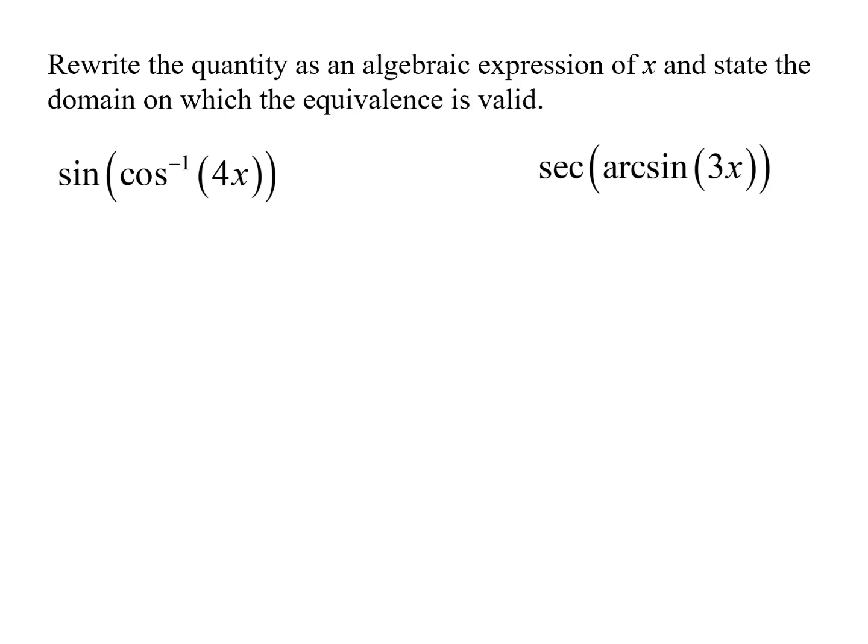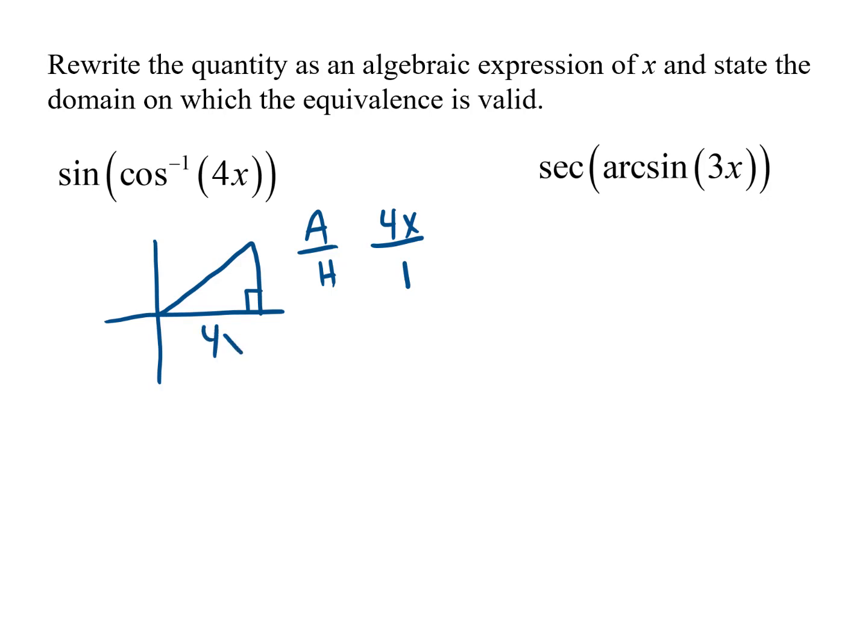So I'm going to draw a triangle and label the sides of the triangle so that the cosine of that triangle is 4x. Cosine is adjacent over hypotenuse, so I'm going to label that 4x, and it's not a fraction, so I can make it a fraction by putting it over 1. So adjacent is 4x and hypotenuse is 1.